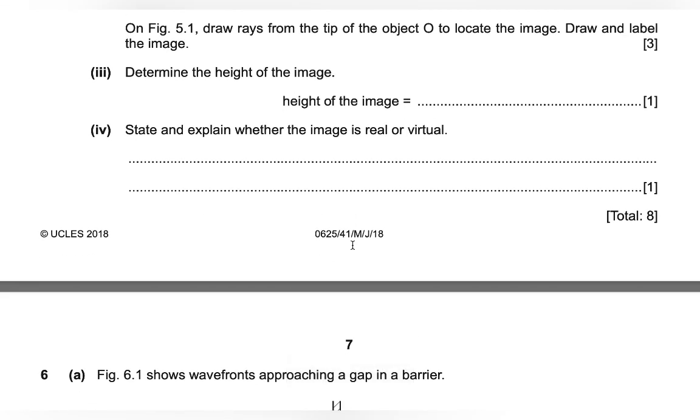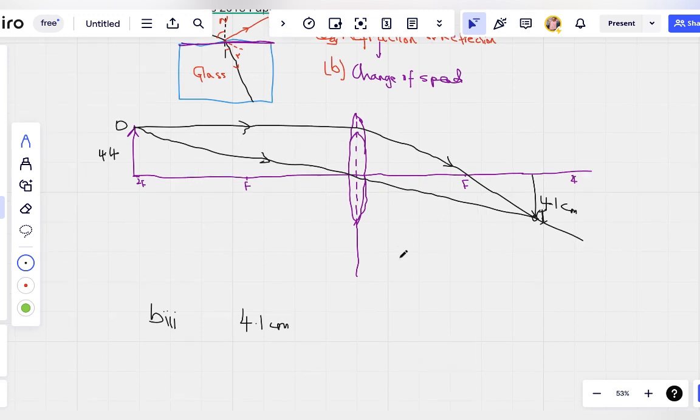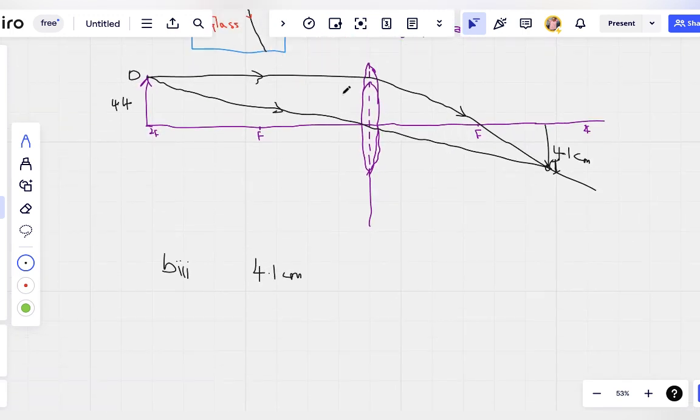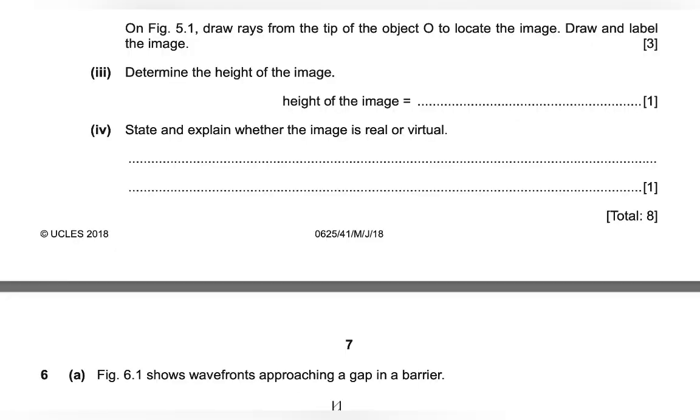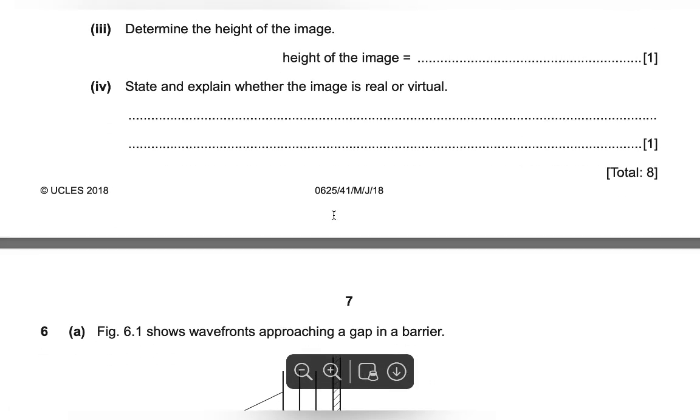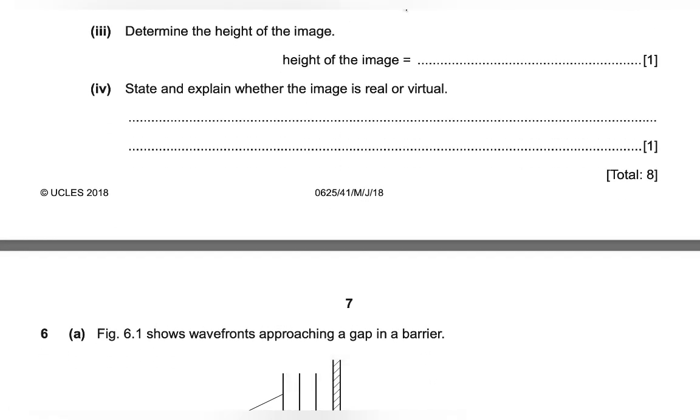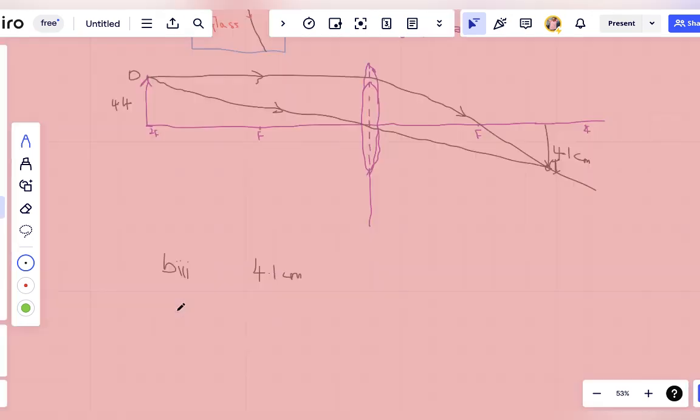State and explain whether the image is real or virtual. During the course of explanation, we already mentioned this. B, Roman figure 4.